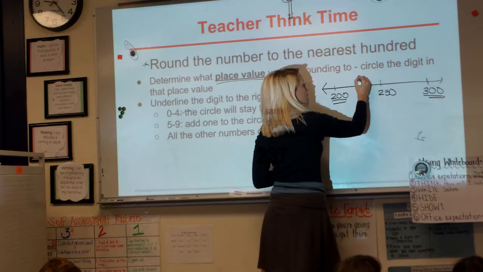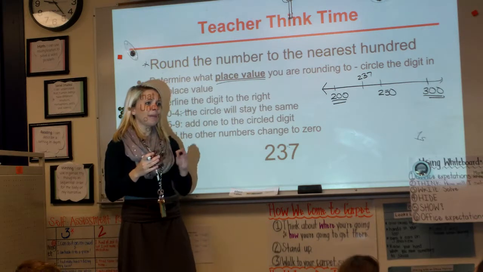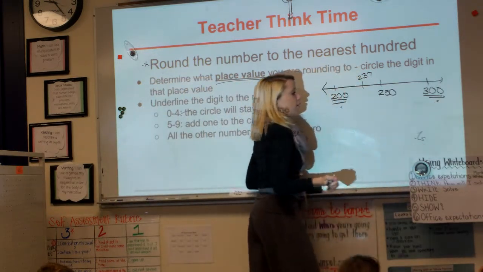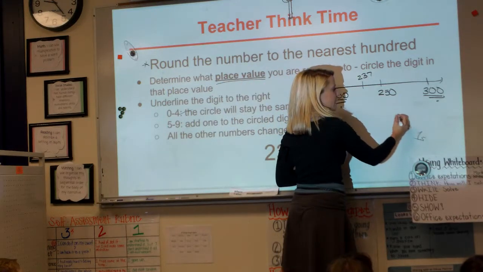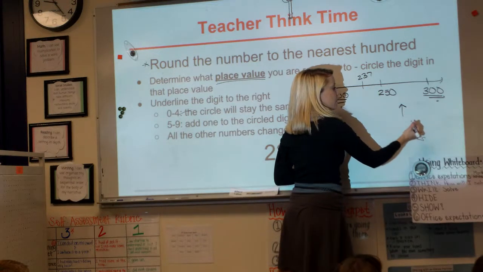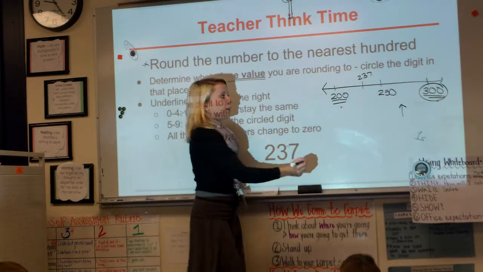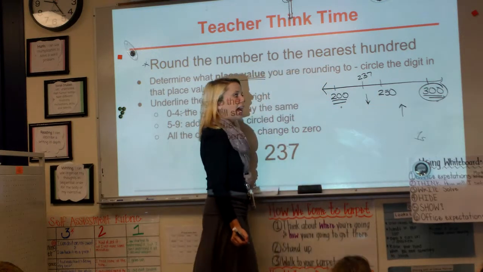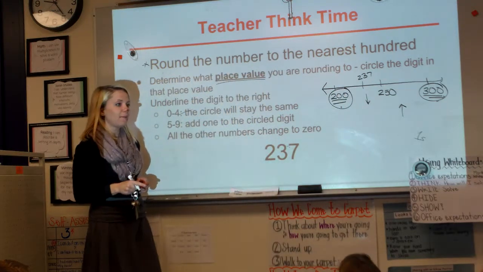I have my midpoint at 250. Midpoint tells me it's right in between 200 and 300. If the number I'm rounding to is above 250, I will round up to 300. If my number is below my midpoint, 250, I will round down to 200. So keeping that in mind.